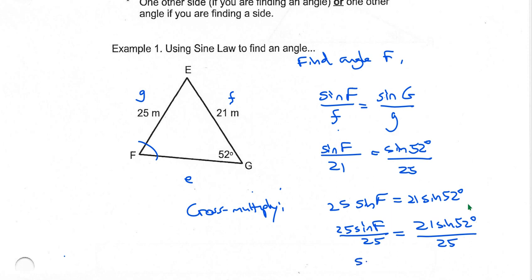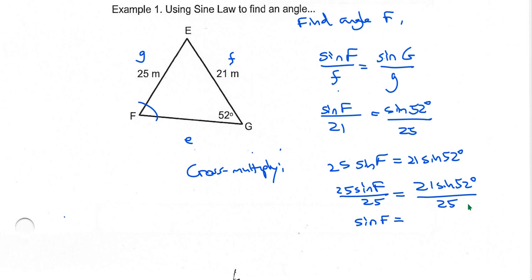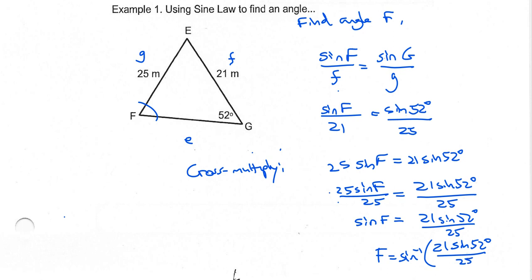Okay, and then that gives me sine F is equal to 21 sine 52 over 25, because these 25s here will cancel out. Okay, and now, just like with SOHCAHTOA, if we know the sine of the angle, but we don't know the angle, then to undo the sine, and so that we can get the angle, we use inverse sine. So F is equal to the inverse sine of 21 sine 52 degrees divided by 25.